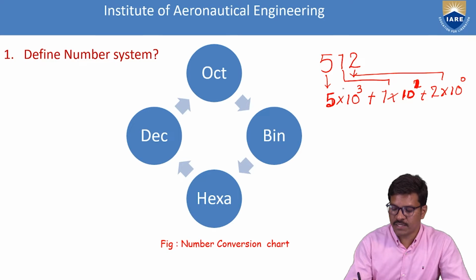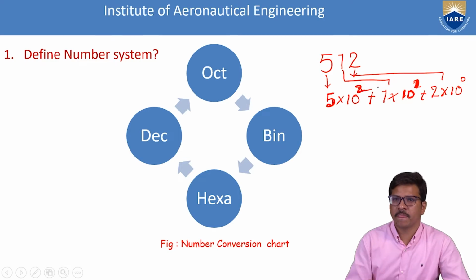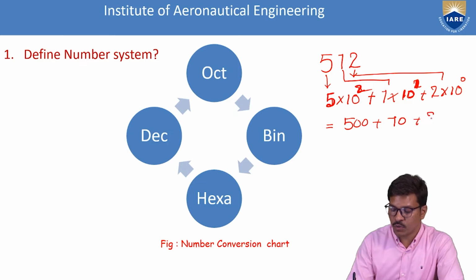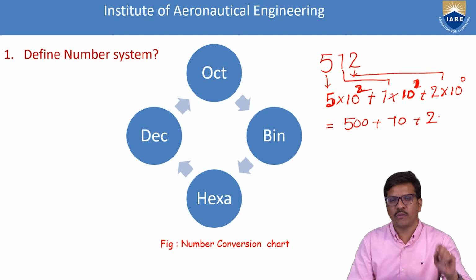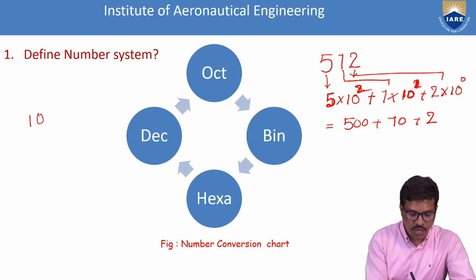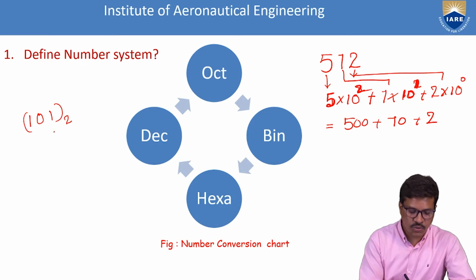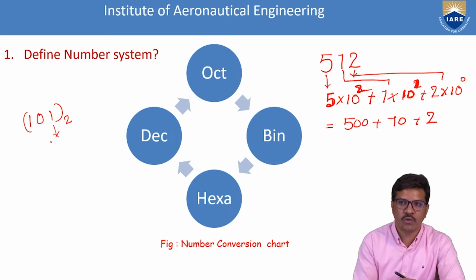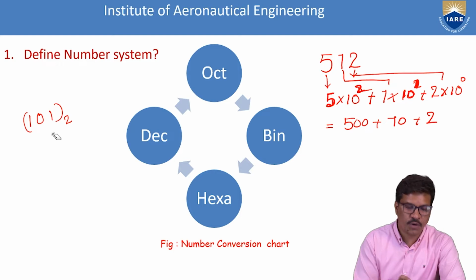this is tens place, this is hundreds place. So totally we can call it 500 plus 70 plus 2 into 10 power 0, and adding these together we get 572. Similarly, if you take any binary number like 101, it is a binary number represented by base 2. From this base 2, we can get that binary number. If you want to understand it in human language, this must be converted into decimal.